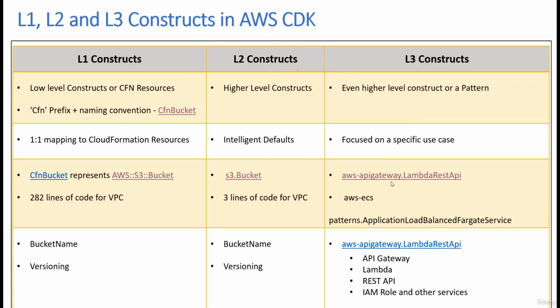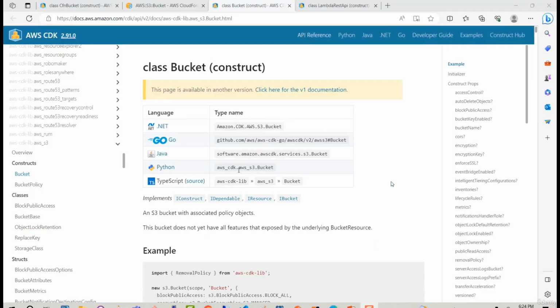Now what is an L2 construct? An L2 construct is a higher-level construct which comes with a lot of intelligent defaults. What it means is that you don't need to define, like in CloudFormation or an L1 construct, each and every property of the resource that you're creating. It will by itself create a lot of intelligent defaults. If you take the same example of an S3 bucket, you can see here that you don't see the CFN prefix in this construct.